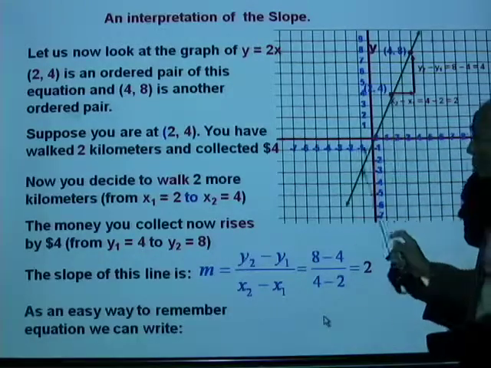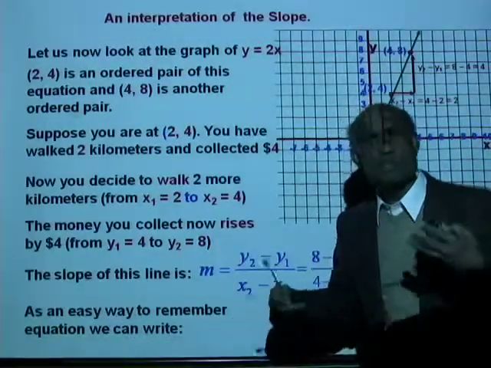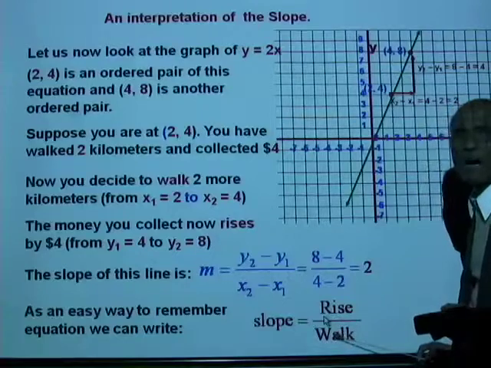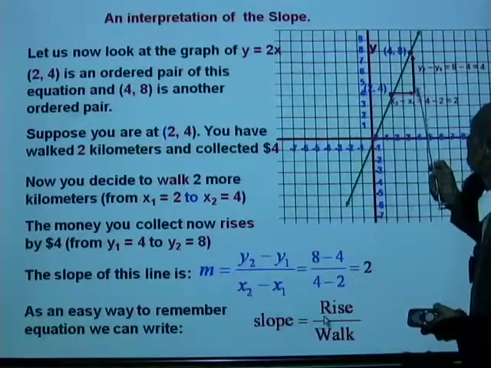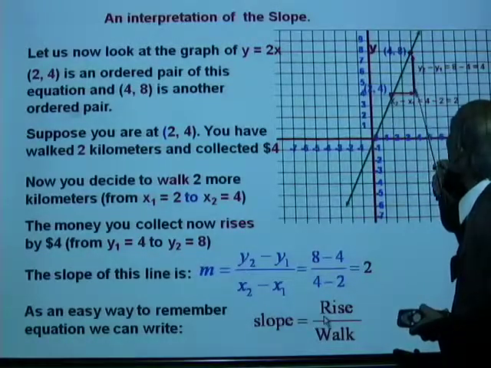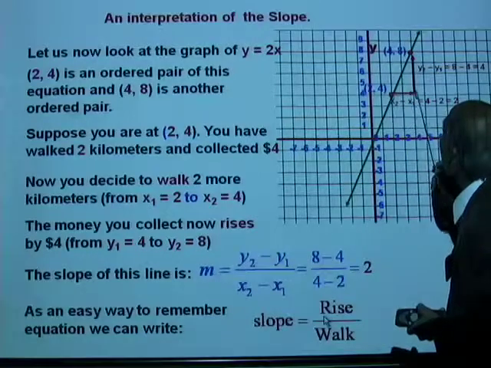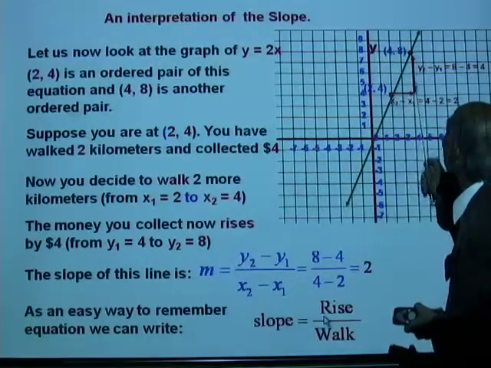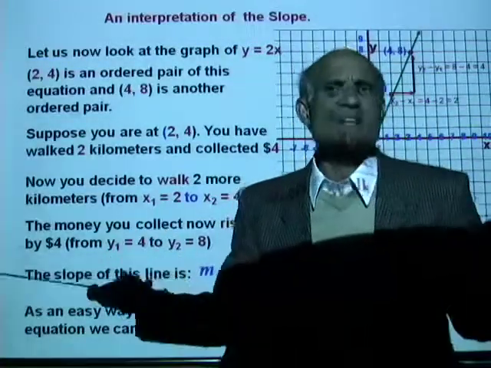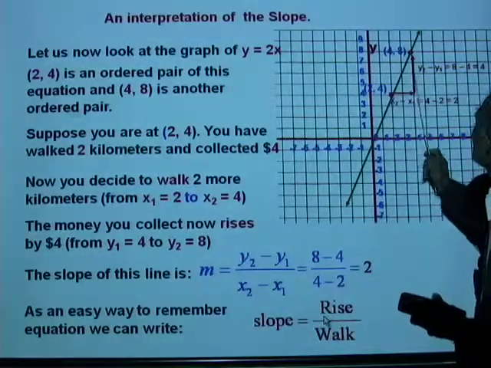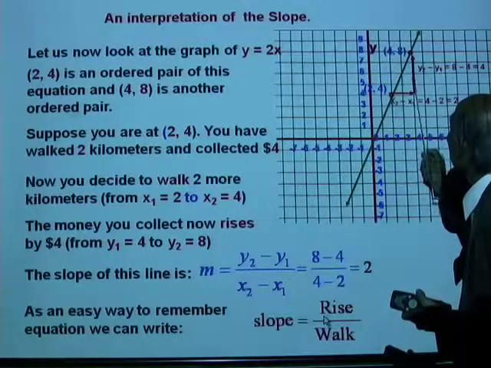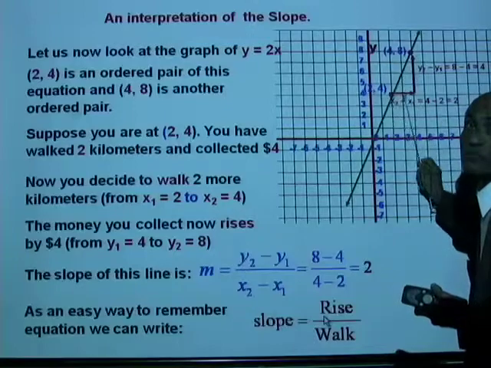There's an easy way that is normally talked about. Remember, slope is rise divided by walk. In other words, the rise of 8 minus 4 dollars corresponds to a walk of 2 kilometers. So rise divided by walk. Some people call it rise divided by run. It doesn't matter what you call it, as long as you understand the concept. A walk of 2 kilometers results in a rise of $4. That's the meaning of the slope, actually.